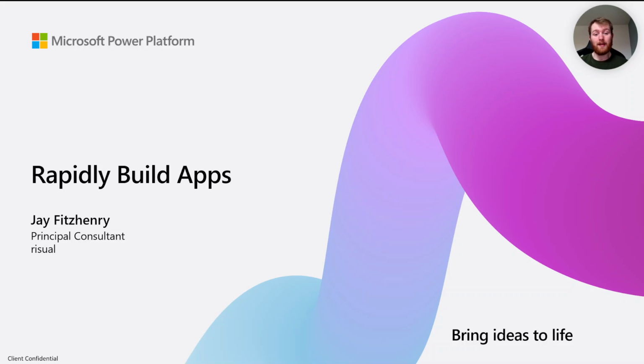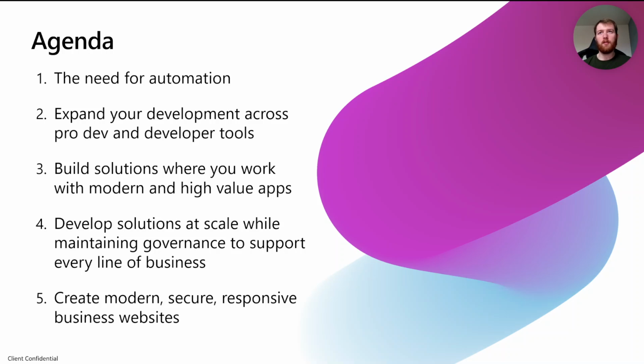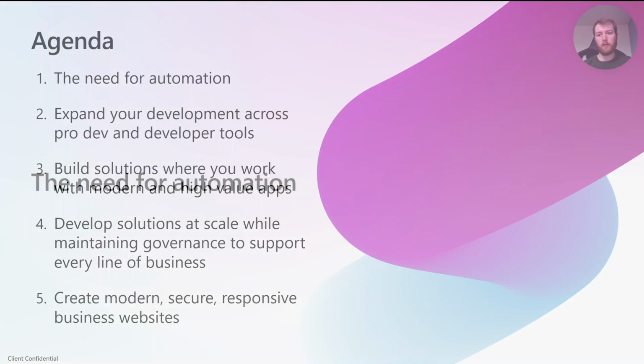So today's session, we're expanding on what we've gone through previously, and we're going to be talking about rapidly building applications with primary focus on Power Apps and how they can help organizations. Our key topics are the need for automation, some of the challenges, how we can expand that to our pro devs and where the pro devs come into this, building solutions and high value applications. Then we're going to be touching on governance and how to support this in a line of business scenario, and then looking at the website functionality that we get with Power Apps, so Power Pages.